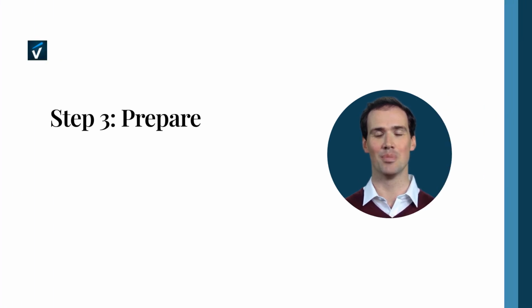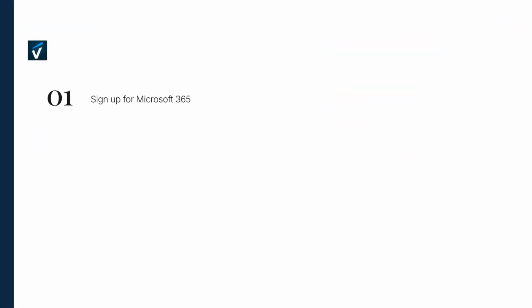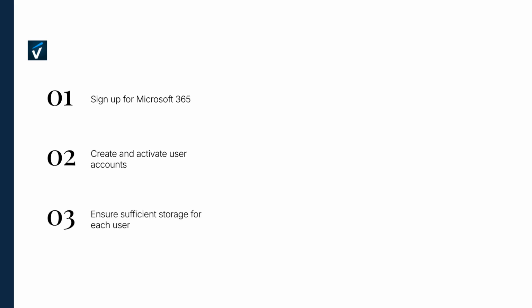Once you've selected your migration tool, start preparing for the upcoming migration. First, sign up for Microsoft 365 and configure the domain and security settings. Then, create and activate user accounts. Remember to activate OneDrive for all users by signing into their OneDrive accounts or instruct users to do so. Then, ensure that users with over 50 gigabytes of email data will have enough storage in Outlook.